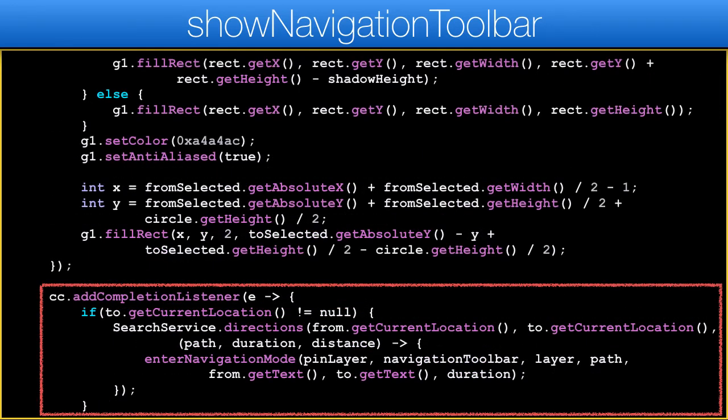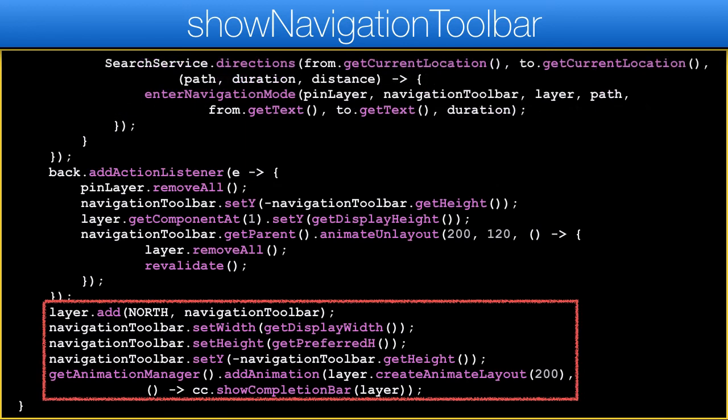When a button is pressed in the search completion, we get an event to begin navigation, at which point we ask for directions and enter navigation mode. I'll discuss the whole navigation mode in the route section. I use animation completion event to show the completion bar, which also has an animation in place.